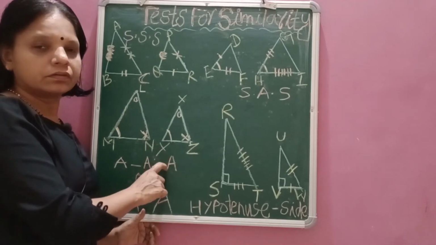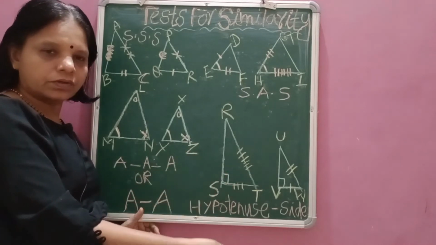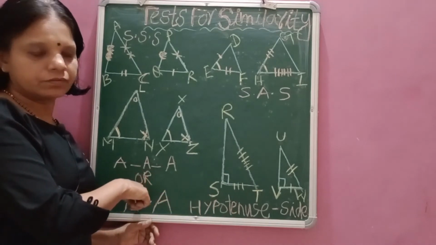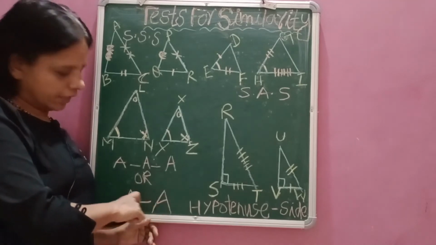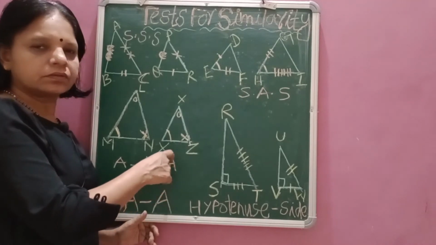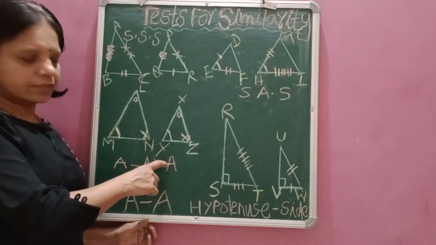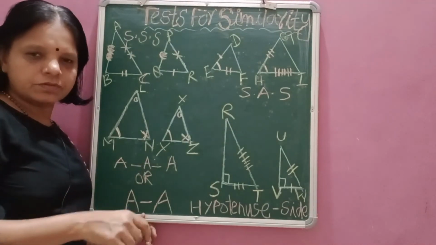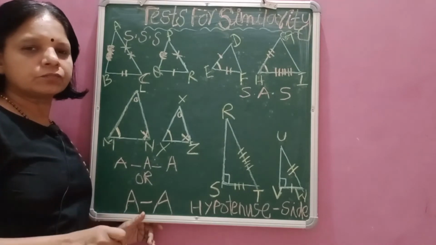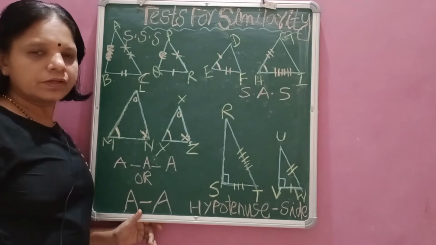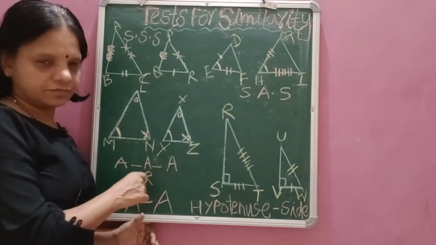The third angle will be automatically congruent due to the property of triangle. Clear? So AA test is there, AAA test is also there. AAA test means the third A is understood, it is congruent. So how to define this test? In 1-1 correspondence between the vertices of two triangles, if all the three corresponding angles are congruent, then the triangles are similar by AAA test.